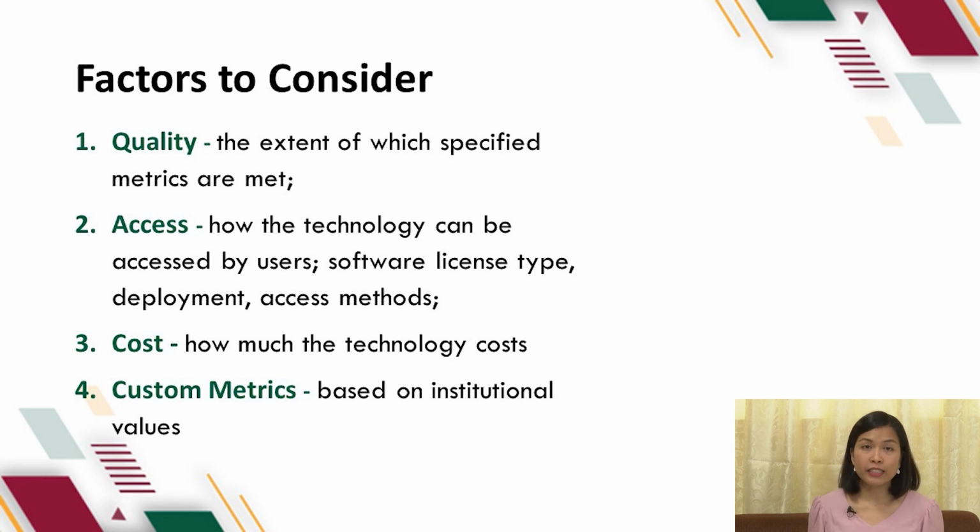First, quality. Quality is the extent to which specified metrics are met. Then we have access, how the technology can be accessed by users. This includes the software license type, deployment, and access methods. And then cost, how much does the technology or the LMS cost? And also, you have to consider custom metrics, which are based on institutional values.